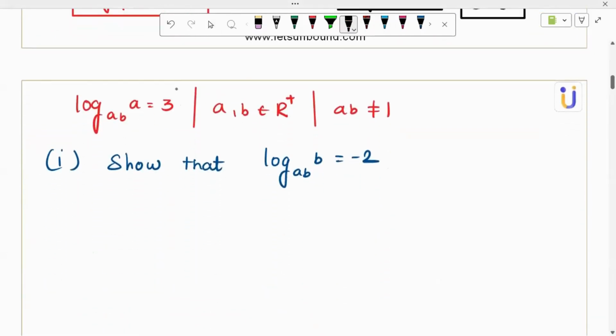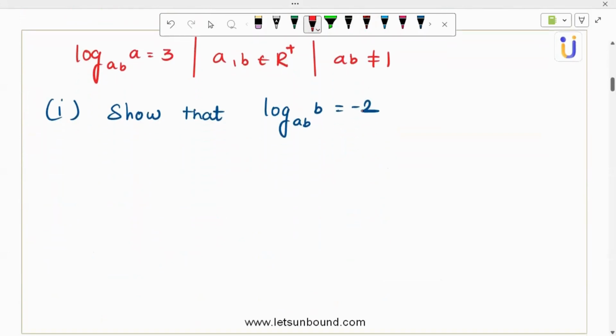And next, it's a proof part. Log with base AB of A equals 3, where A and B are positive real numbers and AB is not equal to 1. Show that log base AB of B equals minus 2. Right? So let's start. What is given? We can start with that. It is given that log base AB of A equals 3. This is given to us.